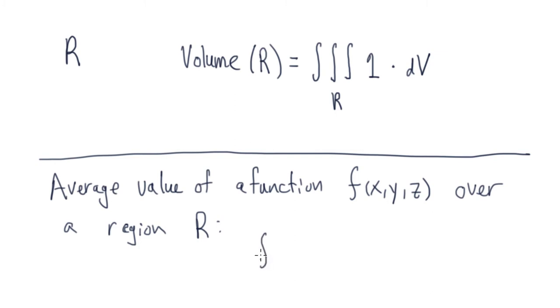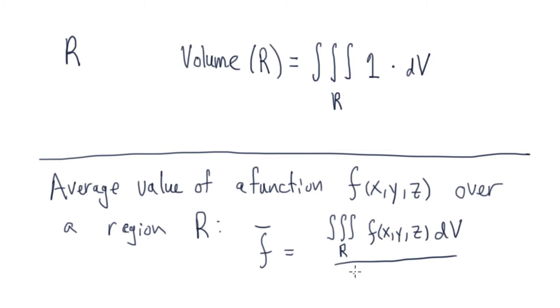And again, we'll denote this by f hat or f bar. It's going to be the triple integral of f over this region. So that's going to add up all of the values. And then we're going to divide by the volume of the region, which of course we'll do by computing this triple integral in this way.